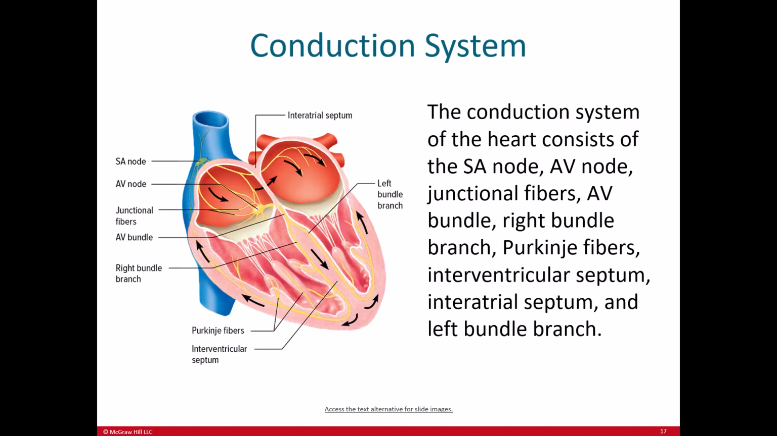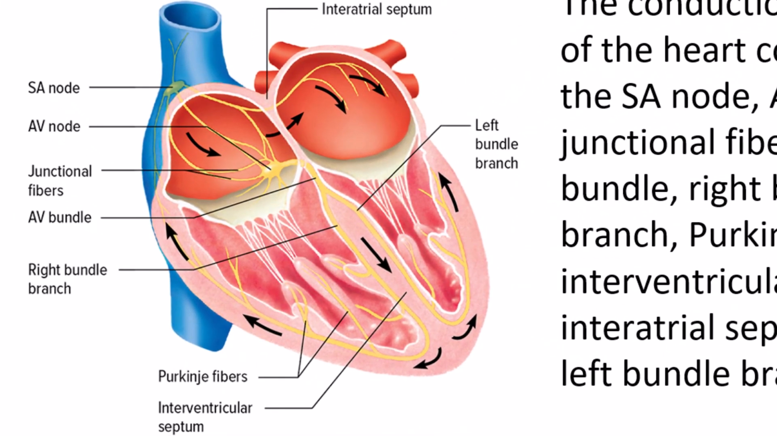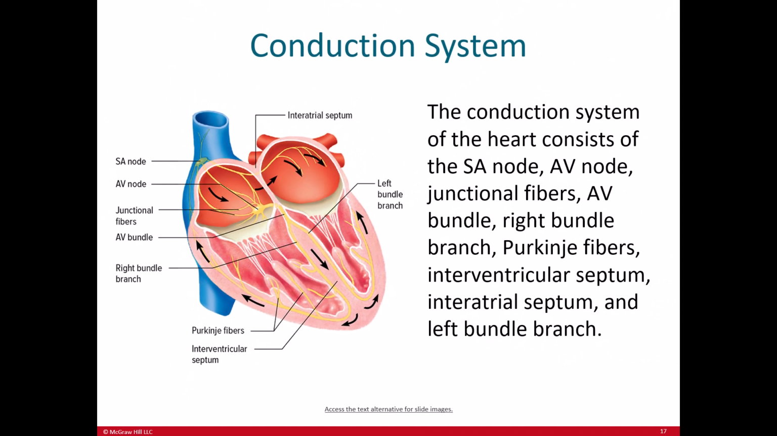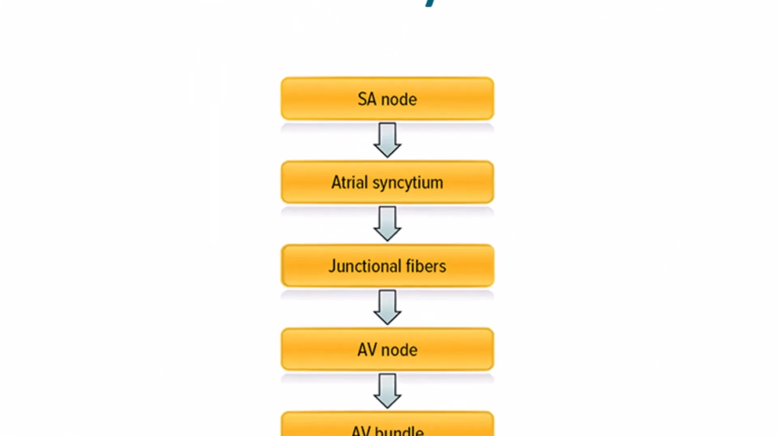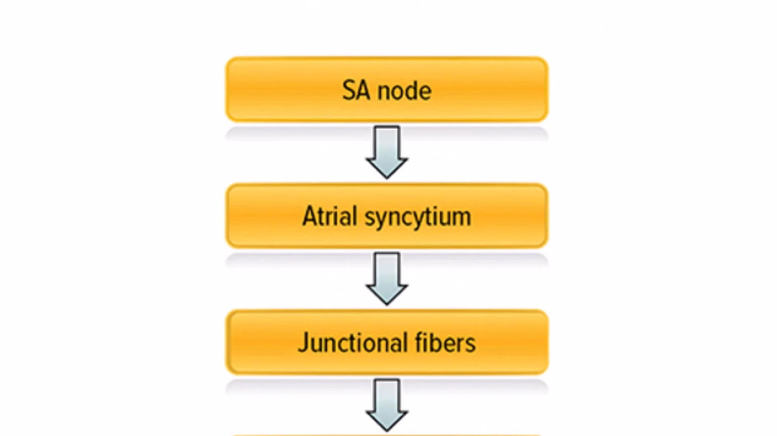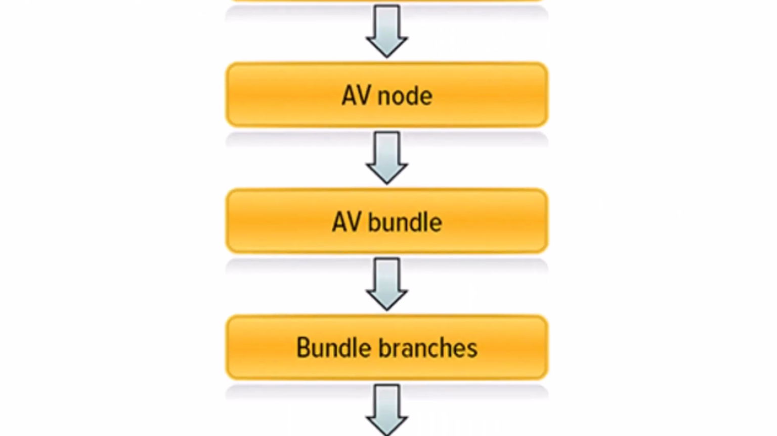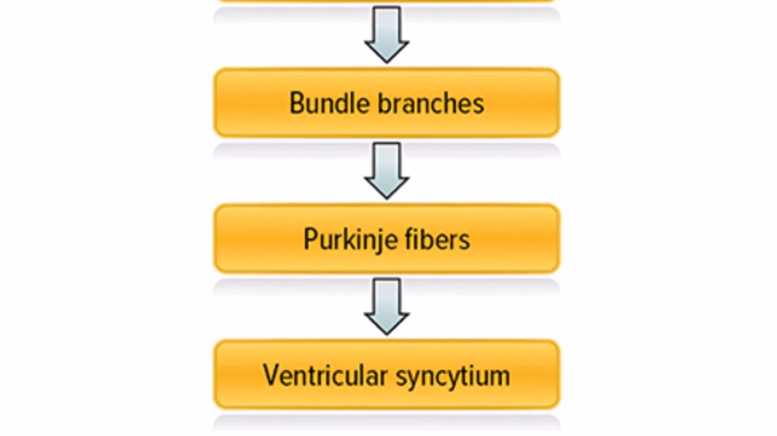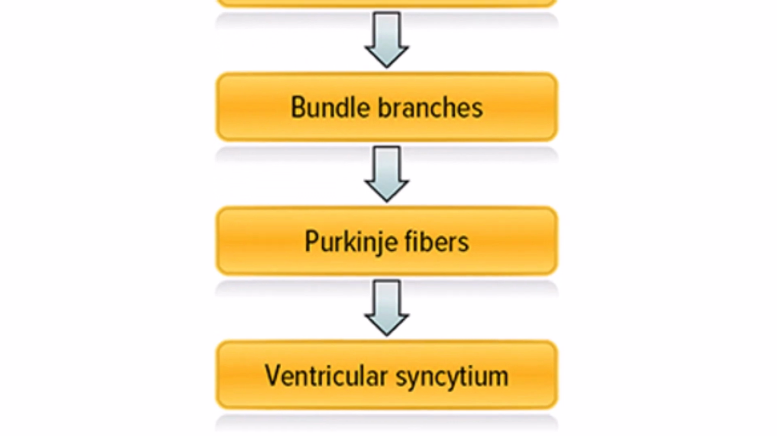Conduction system. The parts of the heart are labeled clockwise as follows: right bundle branch, AV bundle, junctional branch, AV node, SA node, interatrial septum, left bundle branch, interventricular septum, and Purkinje fibers. The arrows show the direction of the blood flow in the heart. The conduction system flow is as follows: the SA node, the atrial syncytium, junctional fibers, the AV node, the AV bundle, bundle branches, Purkinje fibers, and ventricular syncytium.